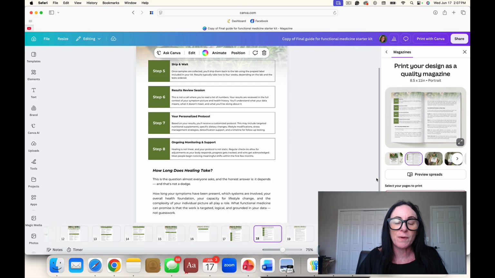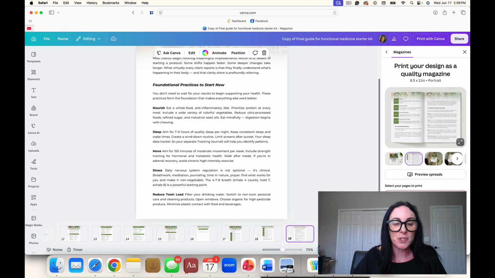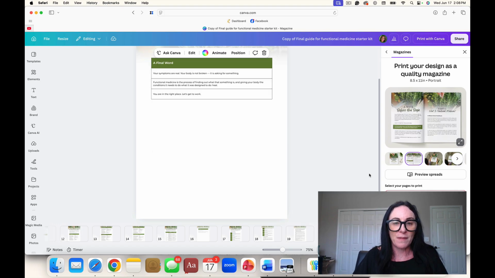Ship and wait, review. And for a lot of you, you have other programs from us, like a nice 30-day gut program is nice while you're shipping and waiting, or giving them some kind of anti-inflammatory program would be another one, while they're waiting for their test results to come in. Results, review session, your personalized protocol, and ongoing monitoring. We talk about sleep, stress, reduce your toxin load. And then a final word.